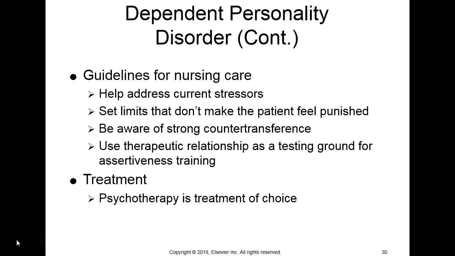So we have to be aware of our own feelings and try to, again, work therapeutically with that person. And we can use that therapeutic relationship with the nurse as a testing ground for assertiveness. One way to do that that's very helpful is role-playing. If you help that person with role-playing in a safe therapeutic relationship, that can help them to see their dependent behavior and maybe make some positive changes.